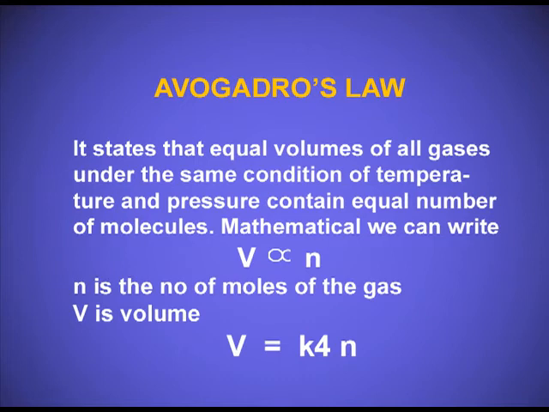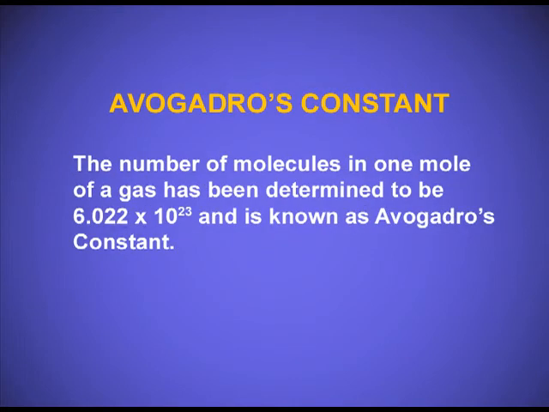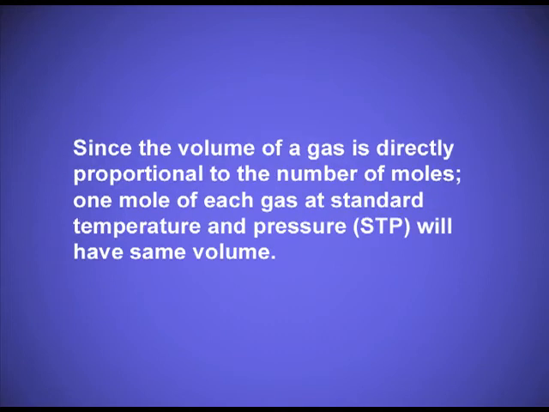V equals K4 n. Here K4 is the proportionality constant of Avogadro's law. Avogadro's constant. The number of molecules in 1 mole of a gas has been determined to be 6.022 × 10^23 and is known as Avogadro's constant. Since the volume of a gas is directly proportional to the number of moles, 1 mole of each gas at standard temperature and pressure, that is known as STP, will have the same volume.